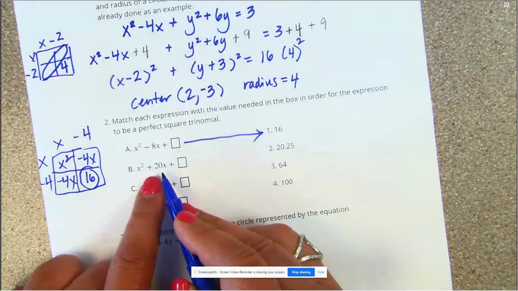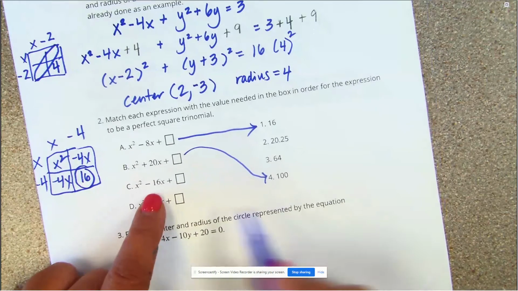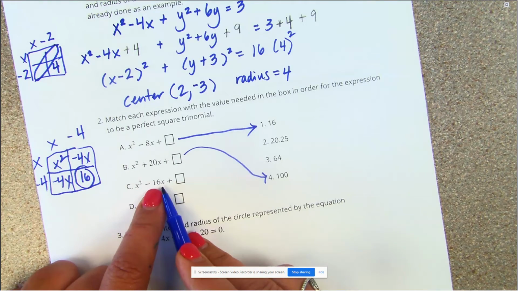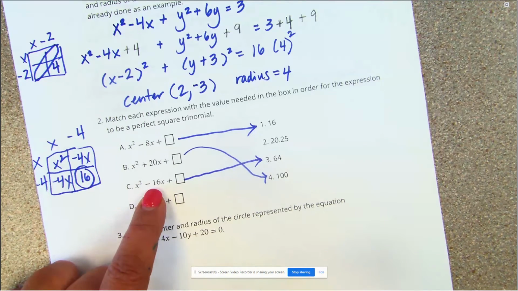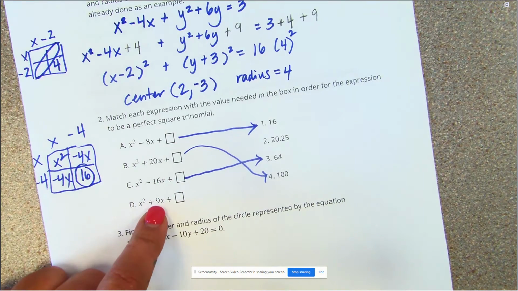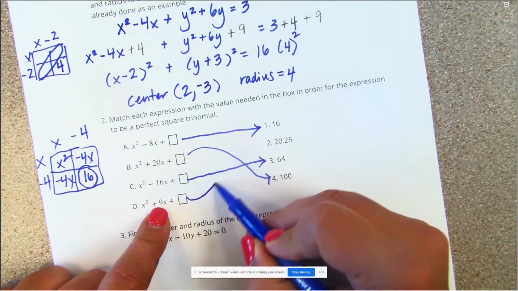All right, let's do that here. What's half of 20? 10. What's 10 squared? 100. What's half of -16? -8. What's -8 squared? +64. What's half of 9? Hey, this is 4.5. And 4.5 squared is 20.25.